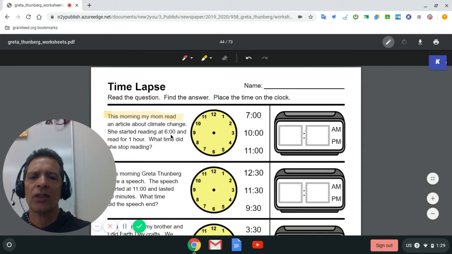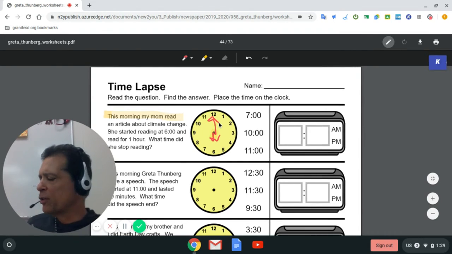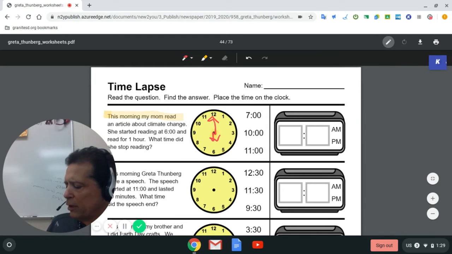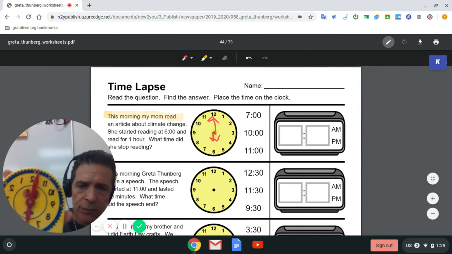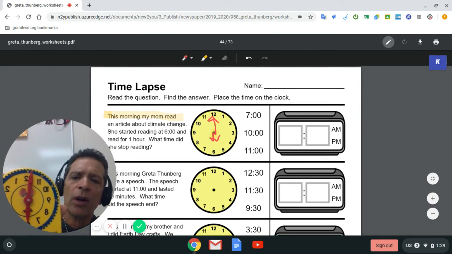She started at 6. So we're going to draw the shorthand. So that's 6. If it's 6 o'clock, the longhand is what? All the way to the 12. So we got this clock here. It's at 6 o'clock. So she read for 1 hour.